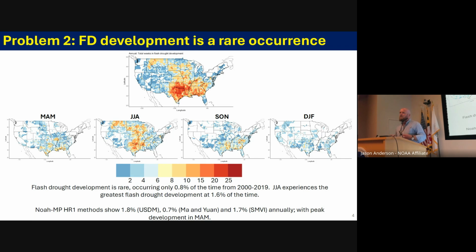So trying to assess the meteorology during these very rare events is going to be a numbers game. It's going to be very tricky. We don't have a lot of sample sizes, and there's really no way around that. Also, the other methods that were shown on the previous slide also have a very rare occurrence, but they don't peak in JJA like the USDM does. They tend to peak in MAM.